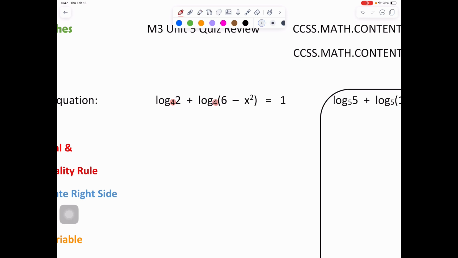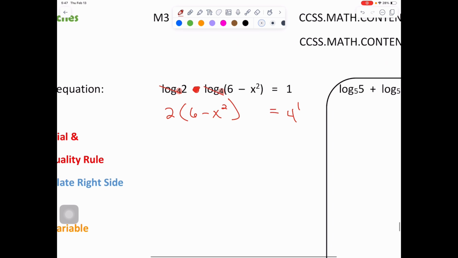When we're adding, yes, it means to multiply. And with our log base of 4, we can rewrite this 1 as an exponential. Yes, it needs to have the same base, 4 to the 1st. Let's go ahead and get rid of our log base 4s and simply rewrite our left side as 2 times 6 minus x squared equals 4 to the 1st.